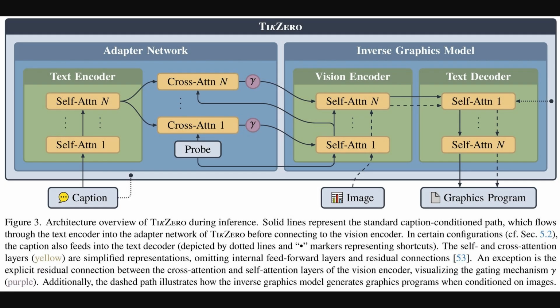Okay, so building on that idea of decoupling, Figure 3 shows us the TikZero architecture itself during inference, how it actually works. You can see the two main parts we've talked about. On the left is the adapter network. This takes the text caption and processes it. Then, using these cross-attention layers, it creates a kind of synthetic image representation. This representation then feeds into the second part, the inverse graphics model on the right. This model, which can also work directly from real images as shown by the dashed line, takes that image input, processes it through its vision encoder and text decoder, and finally generates the actual graphics program code.